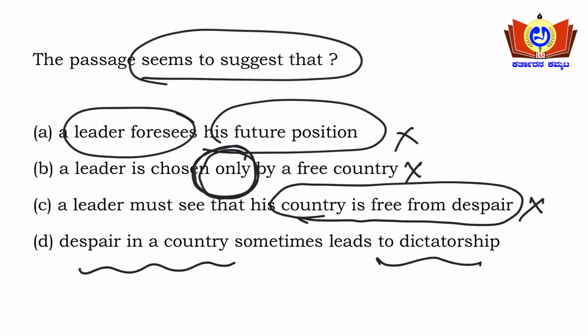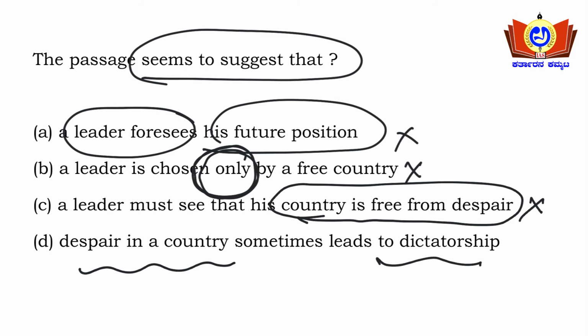Okay, see here, this statement: despair in a country sometimes leads to dictatorship. How can we come to this option? Because see, in the last two sentences of the passage, since early in life one can see his qualities of character, but this is not always true in case of a dictator. Often he reaches his position of power through chance.